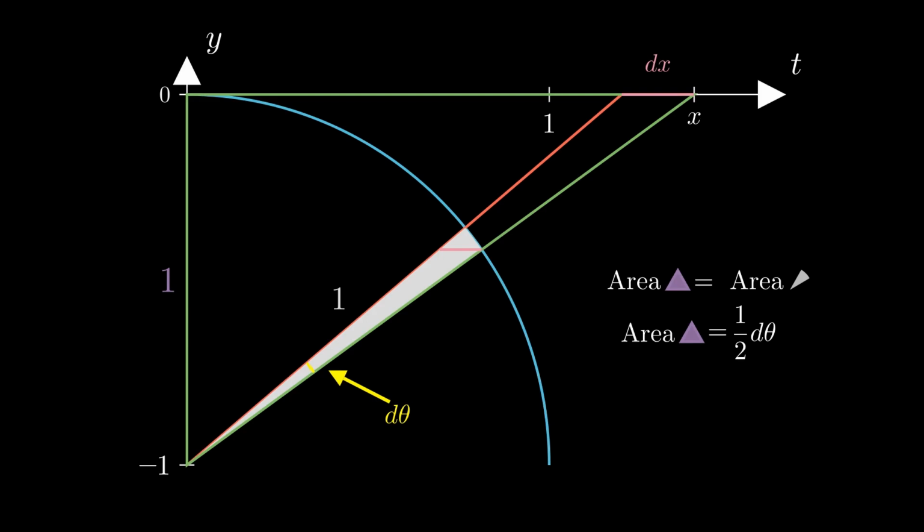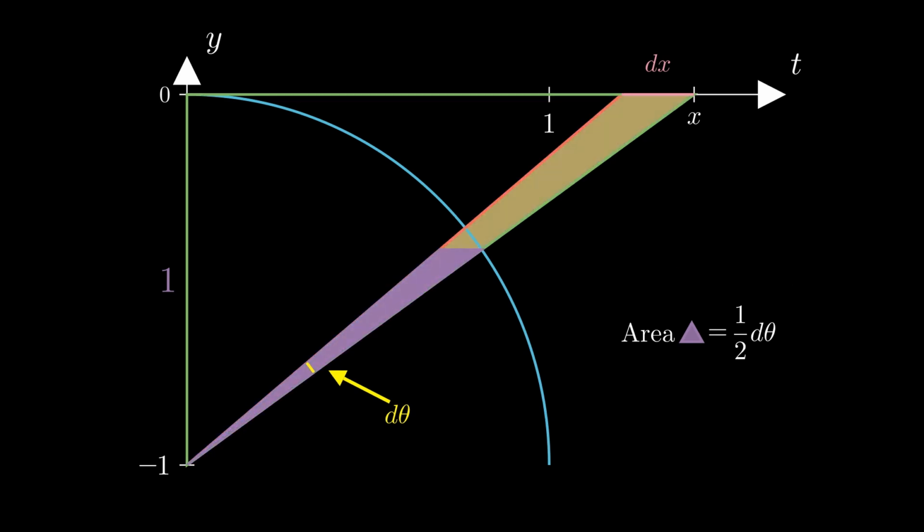Well, it's because now we have an equation that gives the area of the purple triangle in terms of d theta. If we can find the area of this triangle in one other way that involves dx, we can equate the resulting expression with the one we just found to solve for d theta dx. And luckily, the similar triangles from before give us just the way to do that.